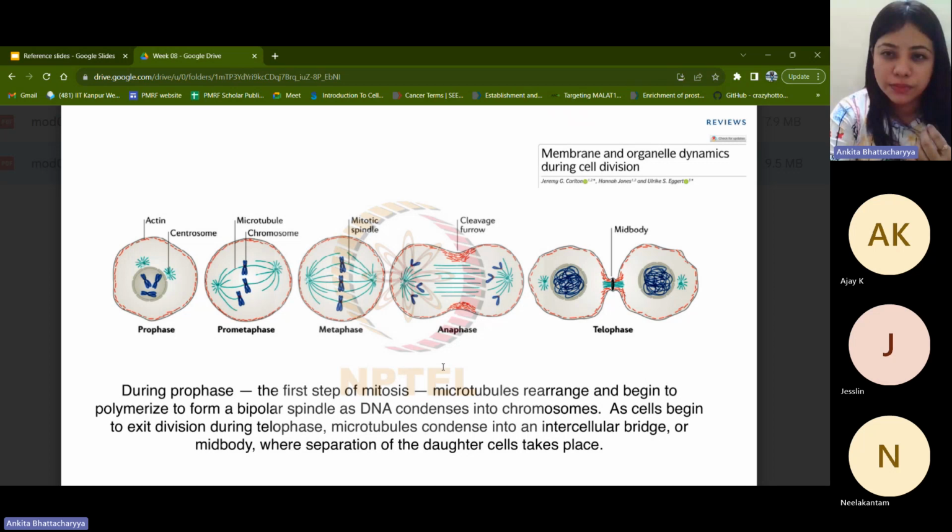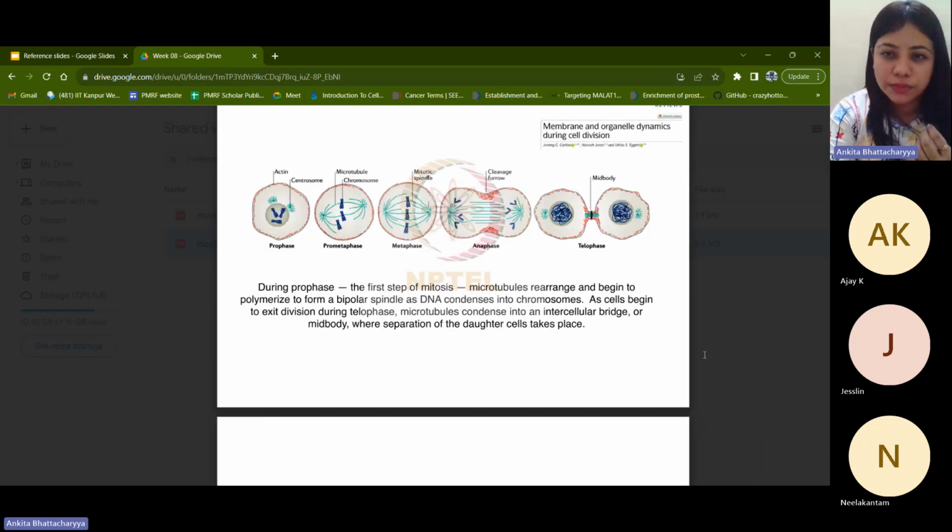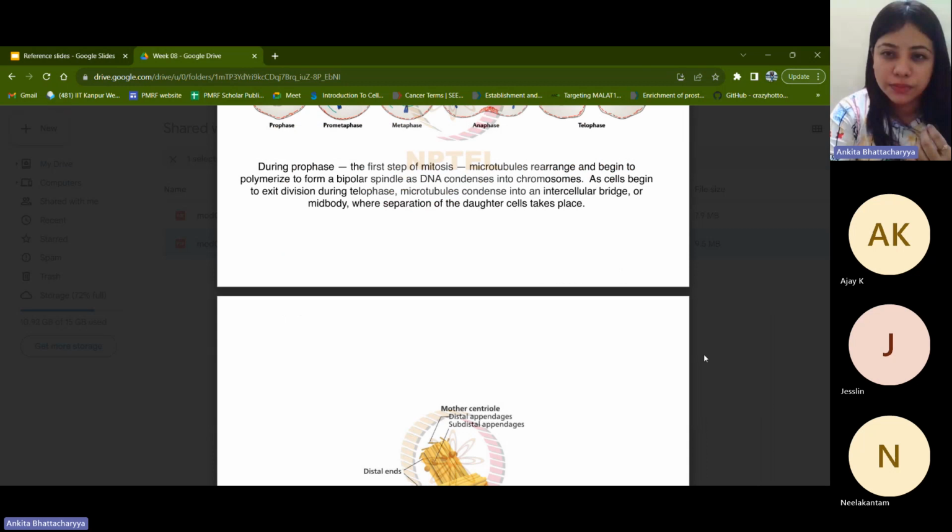And the cells exit division during the process of telophase. The microtubules will again condense to form an intercellular bridge or a mid body, which you can see here. Because during telophase, the objective is to carry out the cinching or the snipping of the bigger cell into the two smaller cells. And this is where the separation of the daughter cells takes place. So microtubules have a major role to play till the end of cell division.